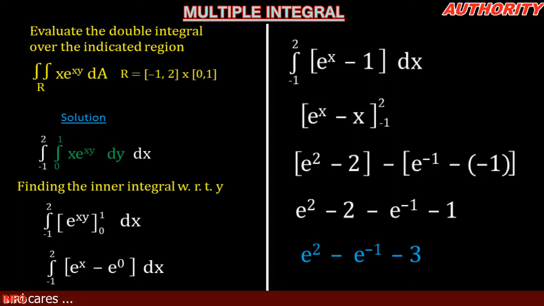So as we evaluate the double integral over the region R of x e raised to power xy dA, we have e raised to power 2 minus e raised to power -1 minus 3.